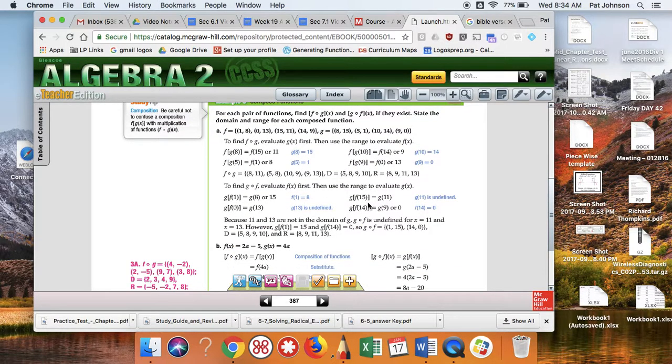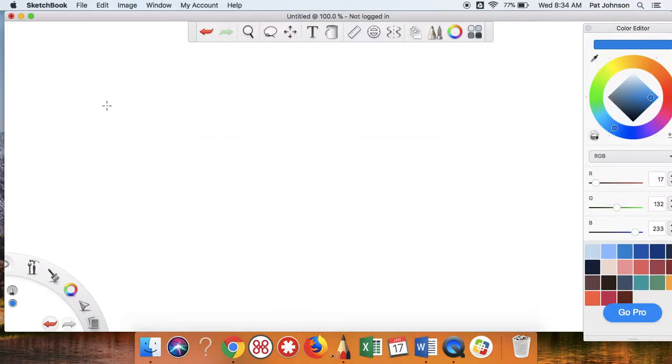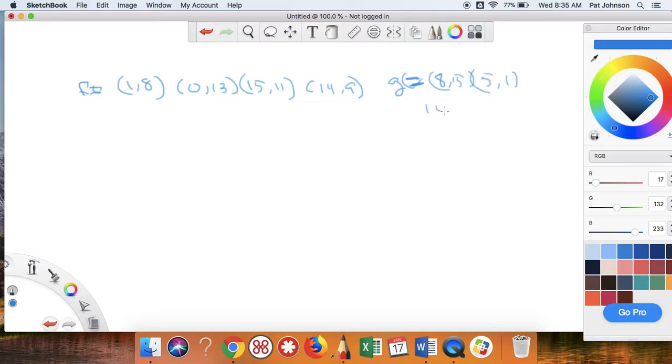Okay, so we look at example 3. They want us to find f∘g and g∘f. If they exist, state the domain and range for each composed function. This is called a composed function. So now, they give us f equals, and instead of giving us an equation, which we are used to, they give us some coordinates. And they give you coordinates so you can understand what composition is. Oops, it's just equal, sorry. And it's (8, 15), (5, 1), (10, 14), and (9, 0).